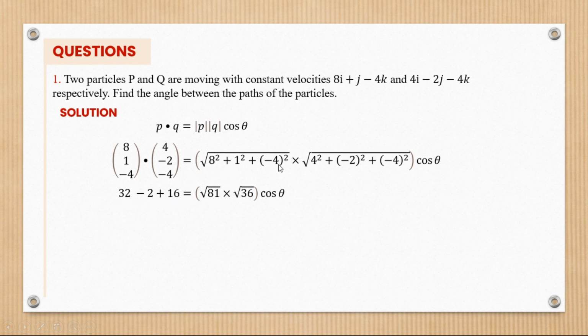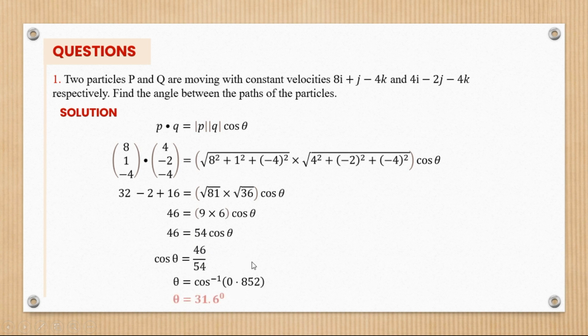This will give me root of 81 and root of 36 cos theta. So 46 is equal to 9 times 6 cos theta, which is 46 being equal to 54 cos theta. Making cos theta the subject, I have 46 over 54. So theta shall be cos inverse of 46 divided by 54. From here I get 0.852. Now cos inverse of that shall be equal to 31.6 degrees. And therefore, that shall be the angle between the paths of the particles.